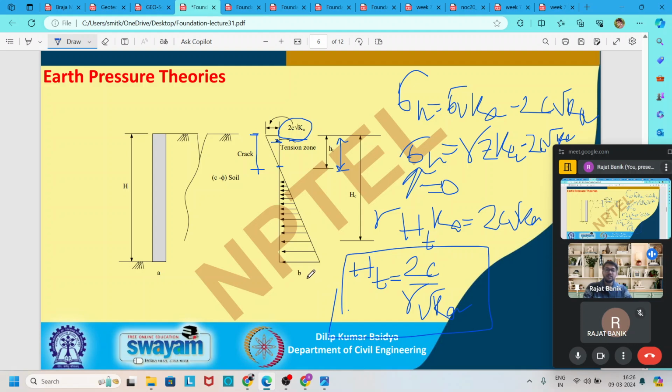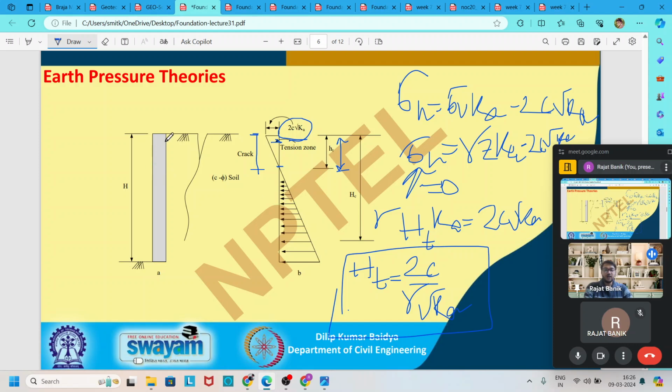But there is no tension crack in the passive case, because this cohesion acts in an additive nature, or we can say in the same direction as the passive pressure. So there is no possibility of a difference in the stress. So there is no crack zone in the passive case.